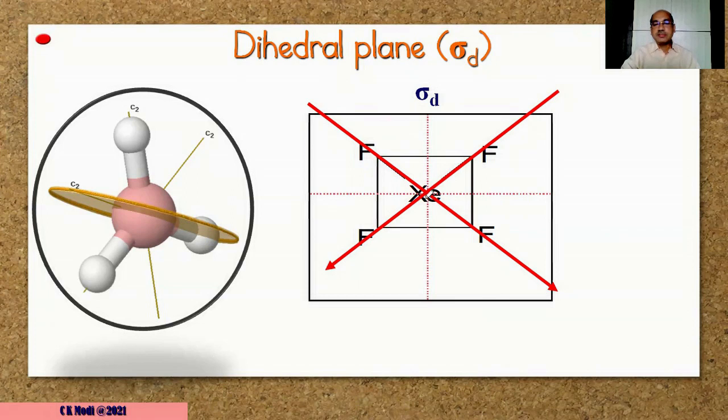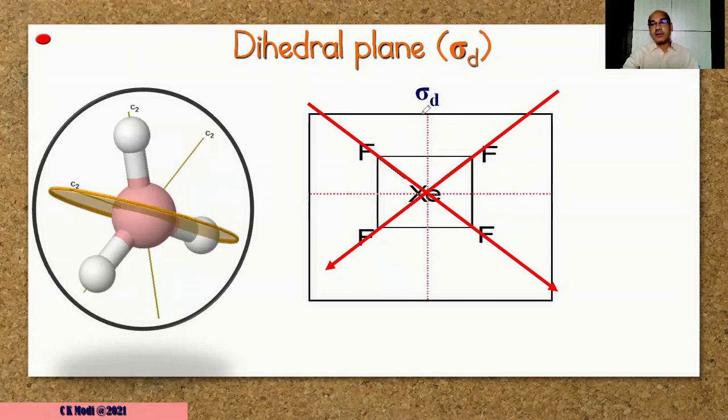And where is my principal axis? The principal axis passes through the center. If I rotate by 90 degrees, this fluorine comes over here, this fluorine comes over here, this fluorine comes over here, and this fluorine comes over here. So this is an equivalent structure. So this C4 we consider as the principal axis, and these 4 C2s are the subsidiary axes: 1, 2, 3, and 4. 4 C2s are there.